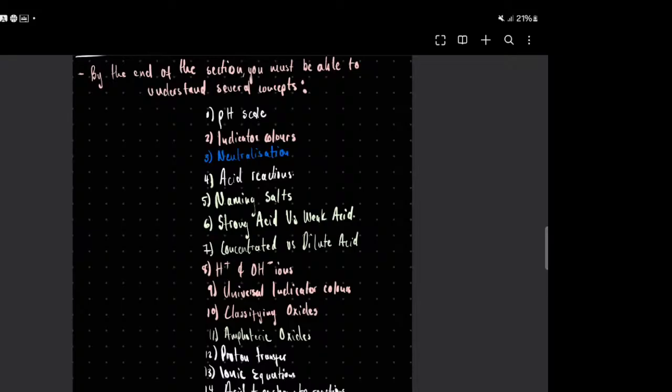Chem has 12 chapters, and this, acids, bases, and salts, is chapter 7. Let me explain important things that you need to know about each of these, okay? What should I know about an acid for me to say I'm good? What should I really know about bases for me to say I'm good?